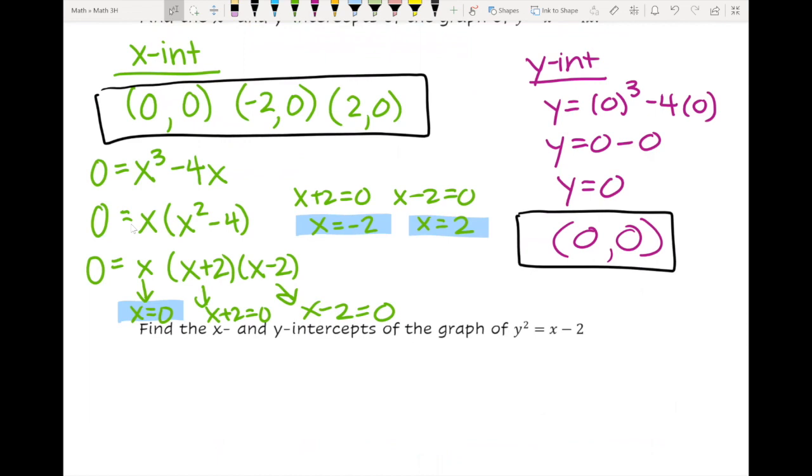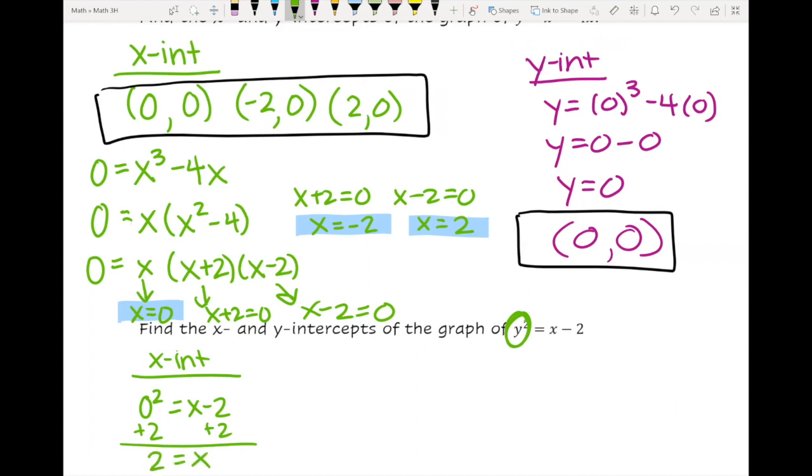So now the last one says, find the x and y intercepts of the graph y squared equals x minus 2. So I'm going to do this pretty much the same as I did before. I will look for my x-intercepts by setting the y values equal to 0. So it'll be a 0 squared instead of y squared equals the x minus 2. 0 squared is still 0, so I will add 2 to both sides. 0 plus 2 is 2, so it's when the x is 2 and the y is 0. And it looks like I just had that one x-intercept.